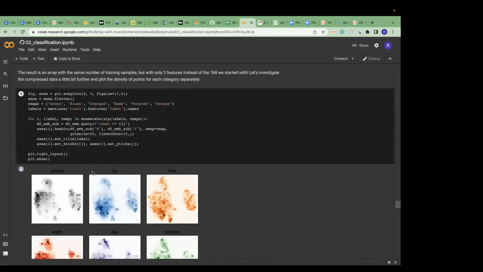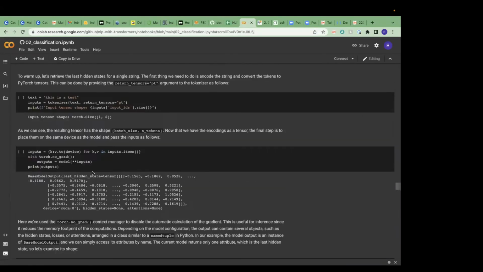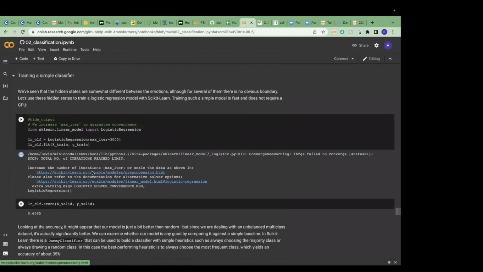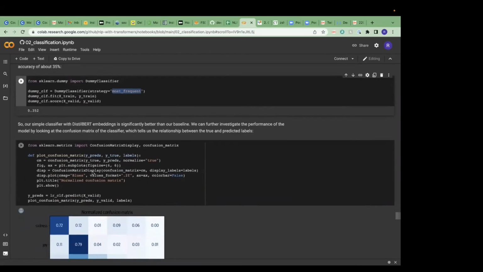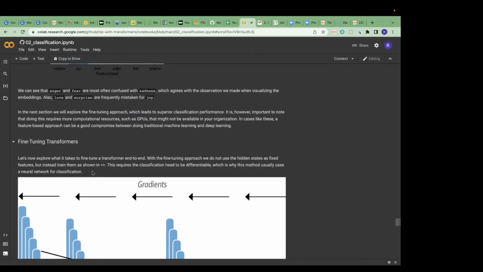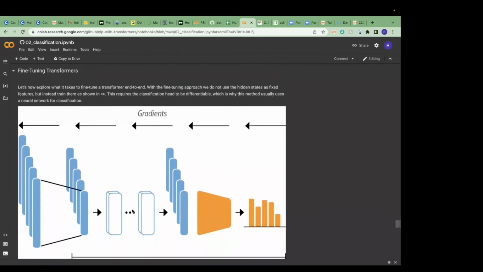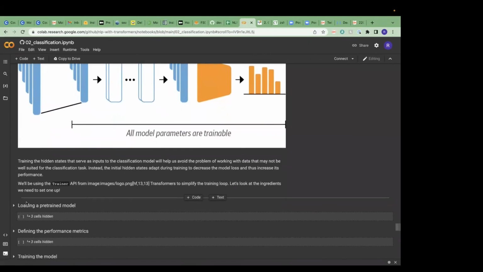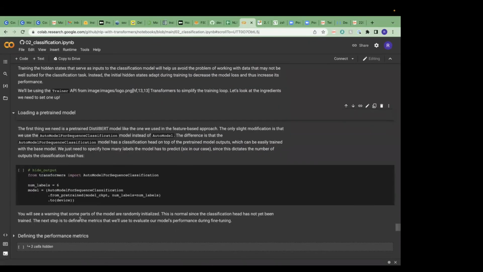Yeah, so that is the first scheme that it goes over. The other method or scheme that it goes over is fine-tuning the transformer. So instead of freezing the encoder, it actually trains the encoder with the classification head. And you see it here.